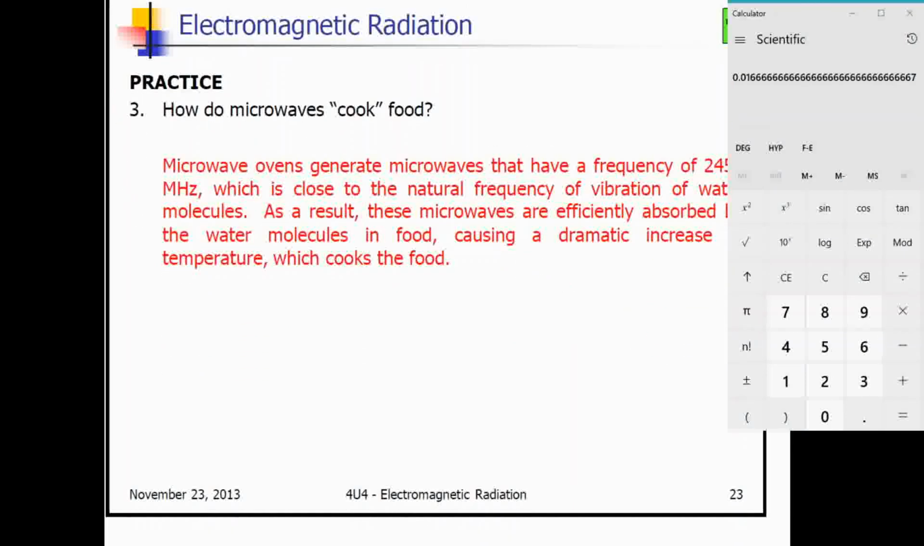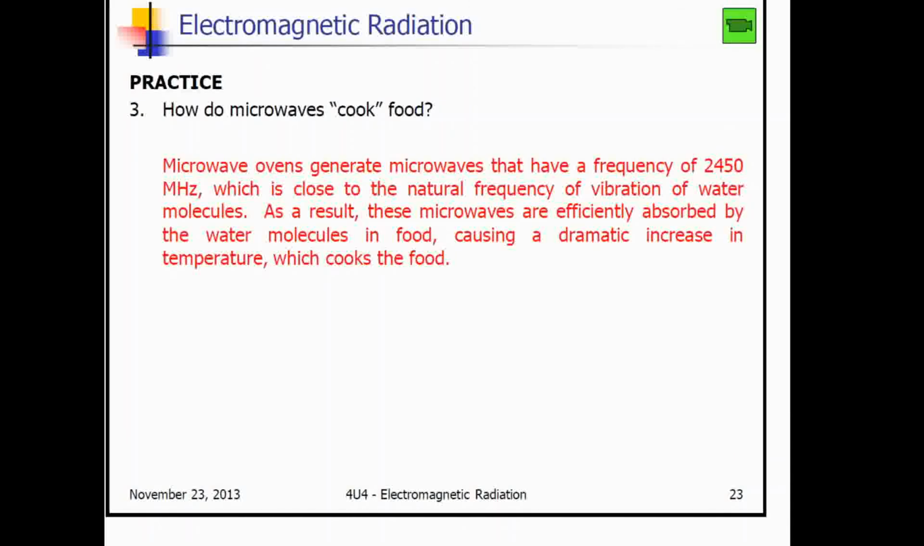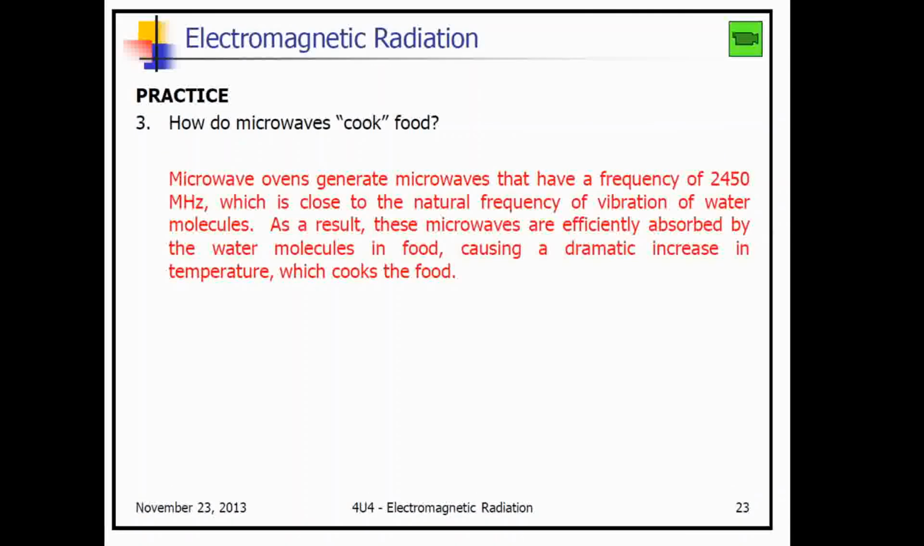This next question says, how do microwaves cook food? If you think about what I was saying earlier about the tuner on your car, and how you pick up signals for a radio, it's the same basic idea. When we have our antenna on our car, the electrons oscillate at the same frequency as the radio signal, we amplify the signal, and that provides energy.